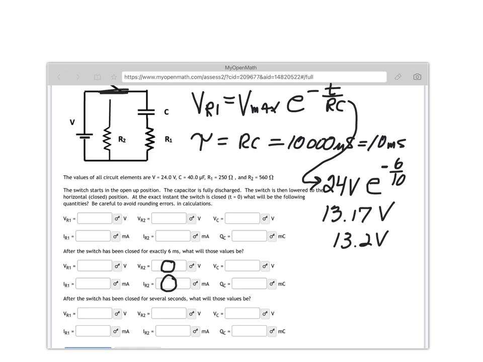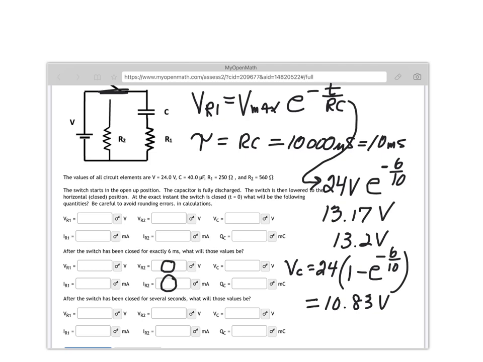Now we can actually find the voltage across the capacitor by subtracting that from 24, or we can do the calculation that the voltage across the capacitor is going to be Vmax, 24 volts, times 1 minus e to the minus t over RC. And if we do that, we should get the 13.17 subtracted from 24 as the value for that, which equals 10.83 volts. I'm not going to write those in.